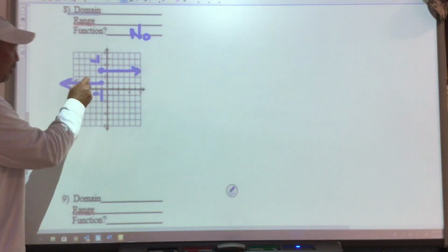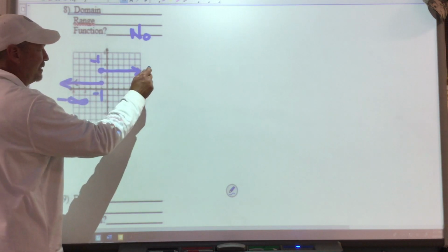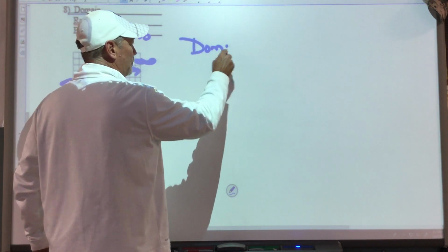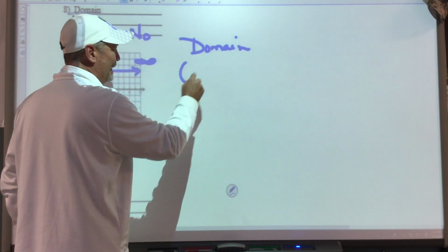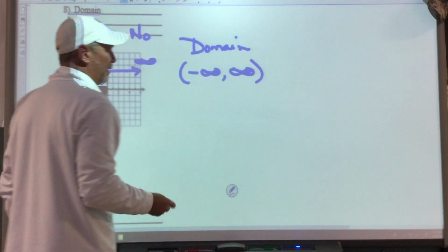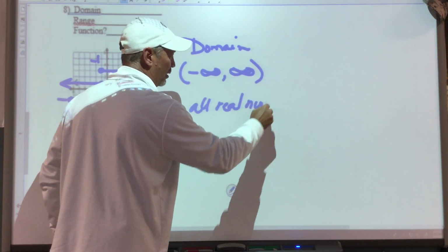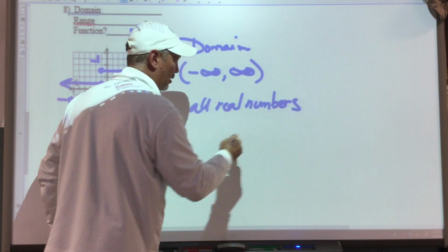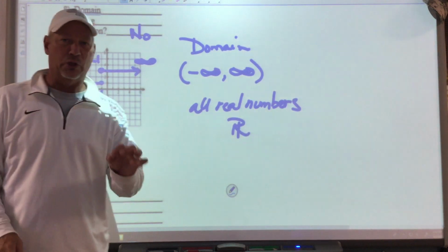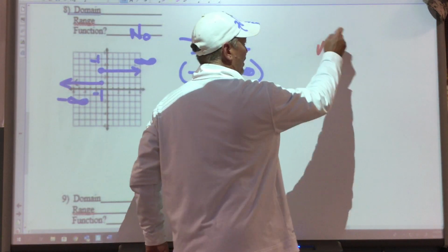So this means I'm going to go to the left, which is negative infinity, forever. This means I'm going to go to the right forever, which is positive infinity. So my domain would be negative infinity to positive infinity, which is also all real numbers. Either way you want to look at it, okay? This is the tricky part. Watch the range. This is going to bother you, but stay with me.